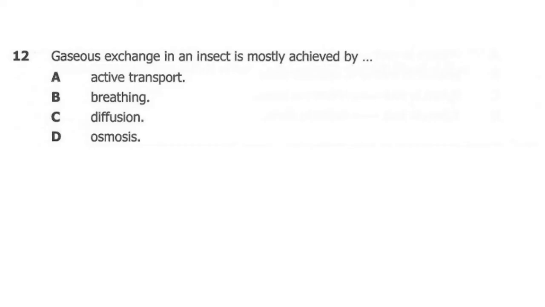Question 12. Gaseous exchange in an insect is mostly achieved by A, active transport, B, breathing, C, diffusion, D, osmosis. What's the correct answer, chat? Leave your answer in the comment section. Is it A, B, C, or D?